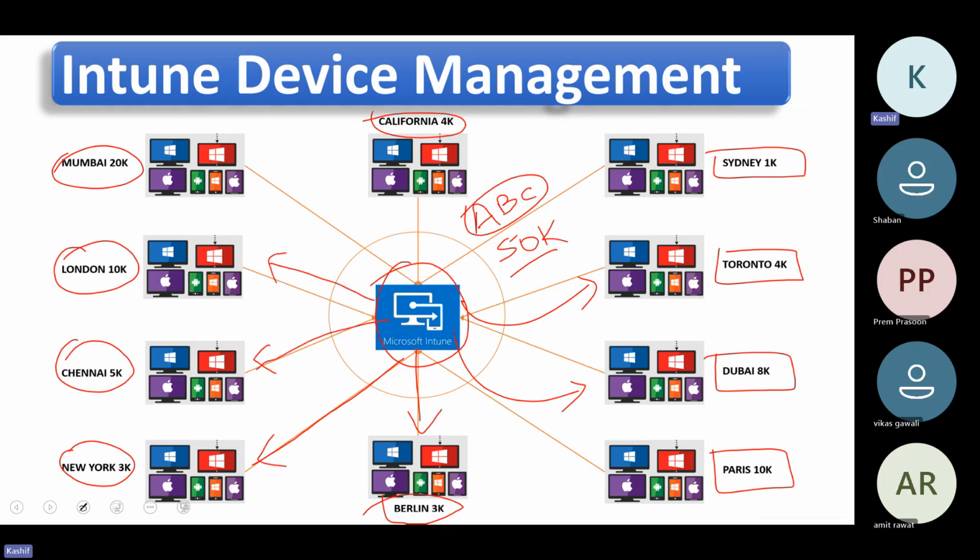For example, I have to deploy Google Chrome on 10,000 devices in London. So I can deploy policy from Intune and Google Chrome will get installed on those 10,000 devices. Suppose I have to install Windows 11 on 20,000 devices in Mumbai. I can deploy policy to upgrade the devices from Windows 10 to Windows 11.